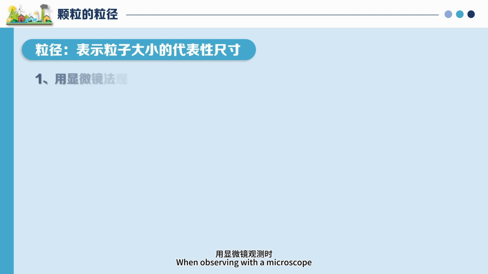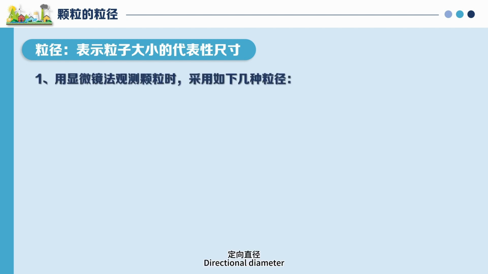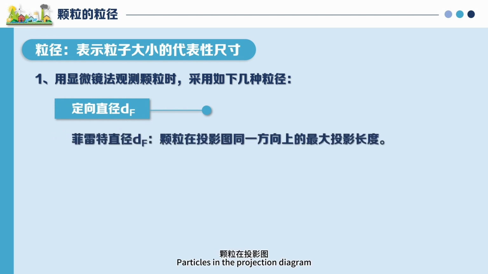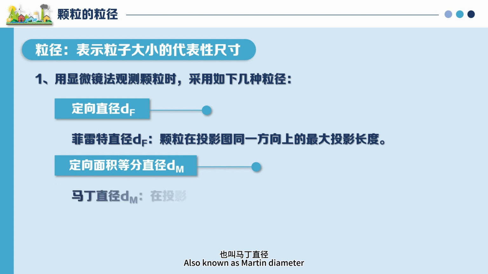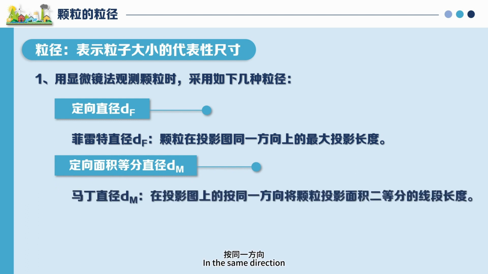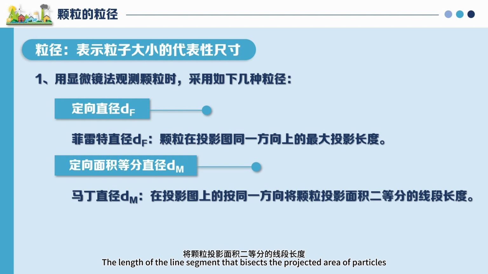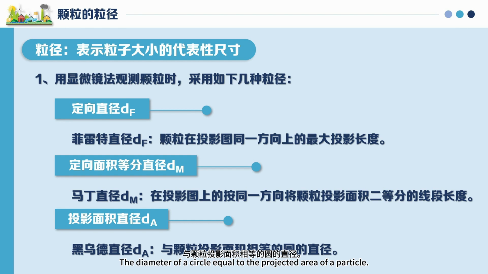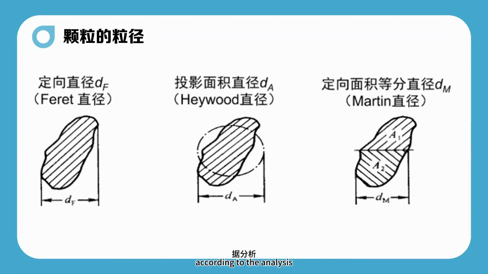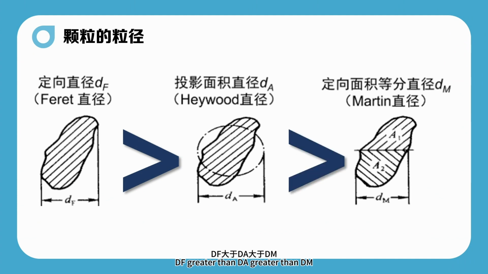When observing with a microscope, 3 methods are used. Feret diameter: on the projection diagram of the particles, the maximum projection length in the same direction. Directional area equal diameter, also known as Martin diameter: on the projection map, in the same direction, the length of the line segment that bisects the projected area of particles. Projected area diameter, also known as the Heywood diameter: the diameter of a circle equal to the projected area of a particle. According to the analysis, dF is greater than dA, which is greater than dM.